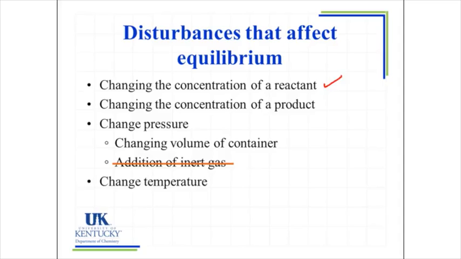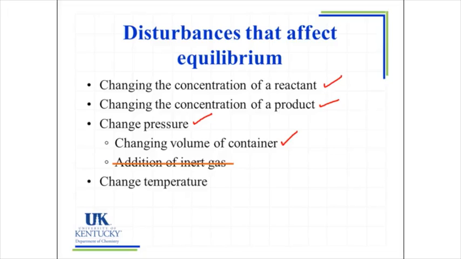We can change the concentration of a product, again, either increasing or decreasing. We can change the pressure, and we can do that in two ways. One of which is changing the volume of a container, which will have an effect on the shift in the equilibrium, or we can add an inert gas. It will also increase the pressure, or we can remove an inert gas that's already there, and will decrease the pressure.